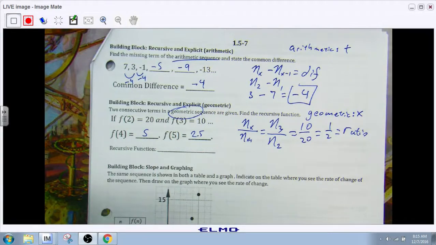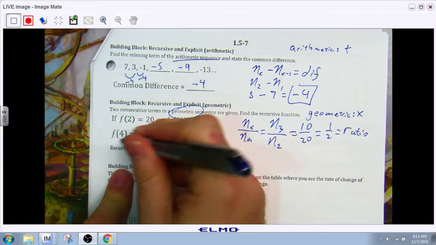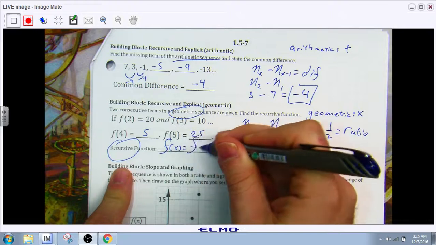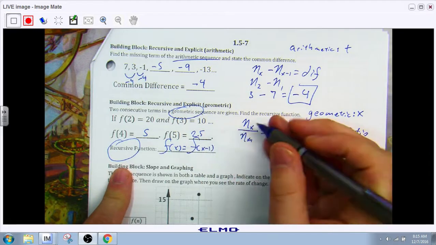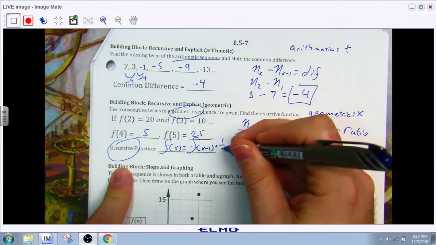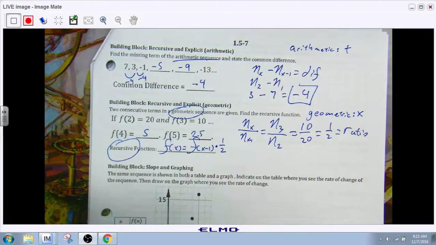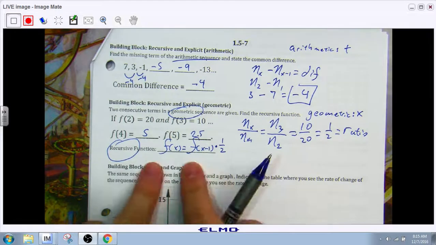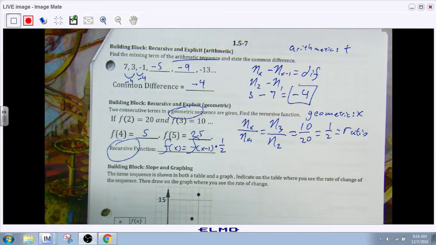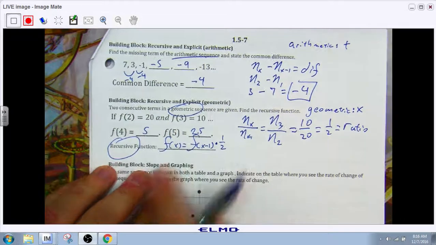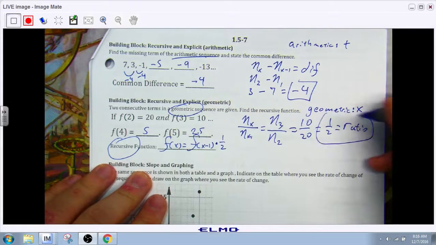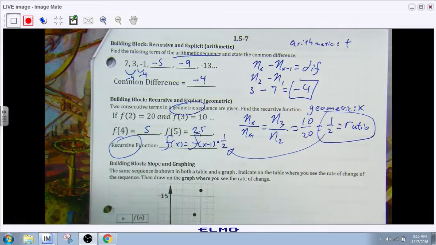Okay. And so what's my recursive function? My recursive function is f of x equals f of x minus 1, and then I'm dividing by 2 or multiplying by a half. I prefer to write it as multiplying by a half because that's my ratio. Remember, the general form of geometric recursive formulas is going to be f of x equals f of x minus 1 times our common ratio. We were able to figure out this was our common ratio. That's why it's there.